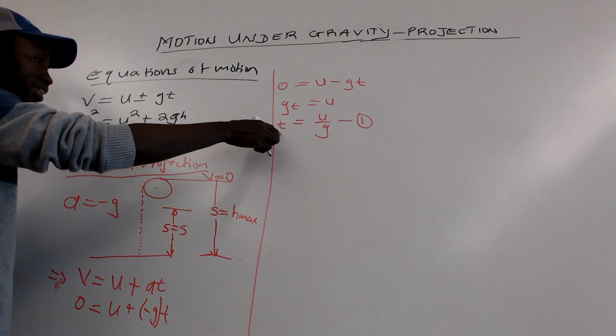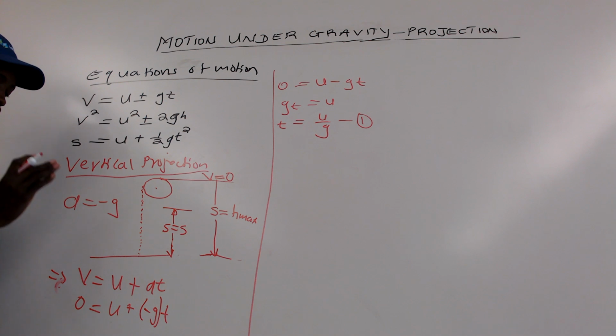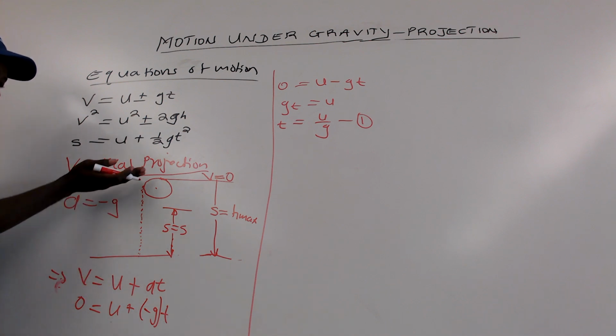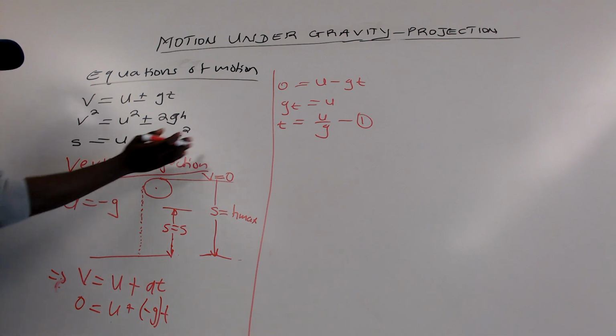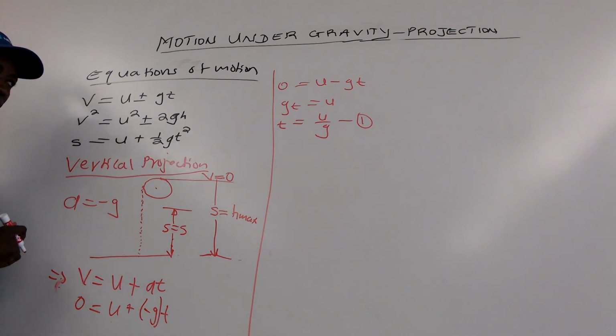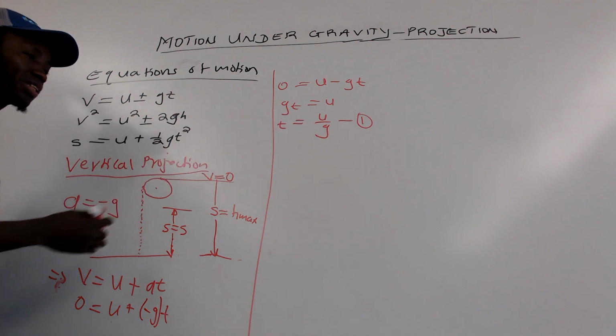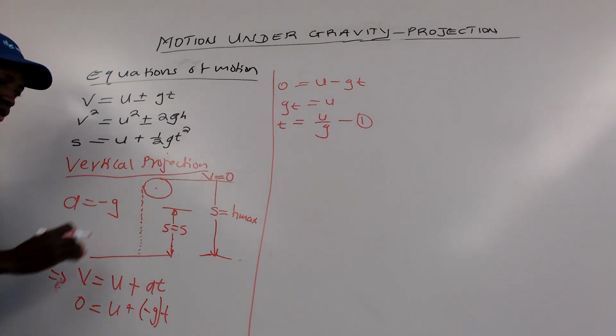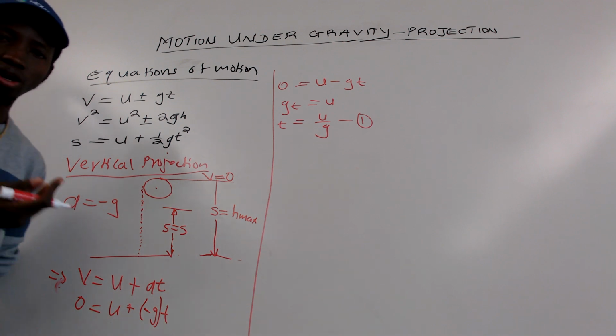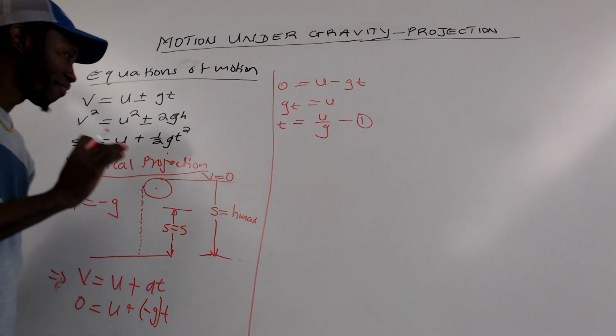And this small t refers to the time an object takes to reach its maximum height. And this G, we all know, is the gravity, the free fall. And this U is the initial speed, or we can also call it the speed of projection. That's the second point.